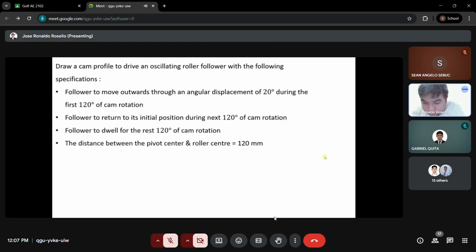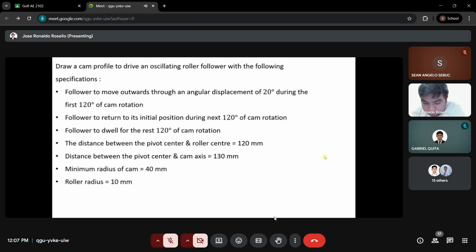The distance between the pivot center and roller center is 120 mm. The distance between pivot center and cam axis is 130 mm. Minimum radius of the cam is 40 mm. Roller radius is 10 mm. Outstroke and instroke, both take place with simple harmonic motion. So using this data, we have to draw the cam profile.